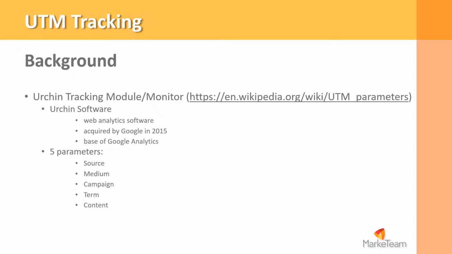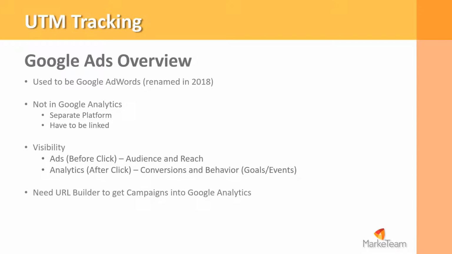Essentially, UTM links allow us to pass 5 different parameters into Google Analytics. Those parameters are the source, medium, campaign, term, and content. We'll go over some examples in a little bit, but first I'd like to go into why UTM tracking is so important.